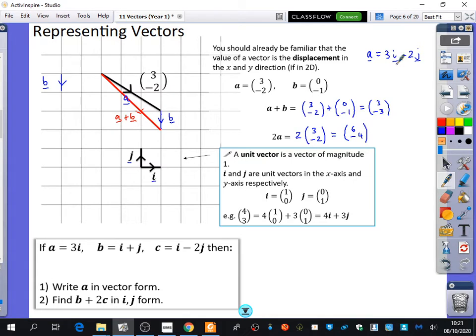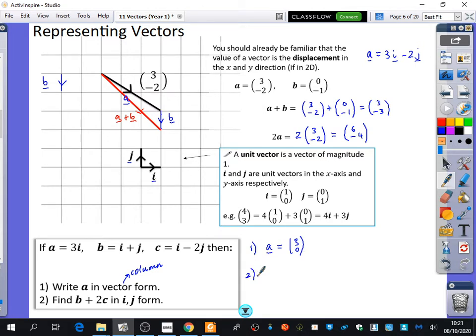So we've got 3 vectors here. And we first of all want to write A in vector form. And then we want to write B in ij form. When I say vector form, sometimes I mean column vector form. So for number 1, A is just going to be equal to (3, 0). Simple, okay? Question 2, B plus 2C in ij form.